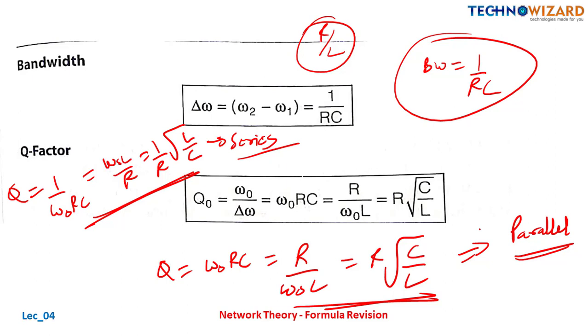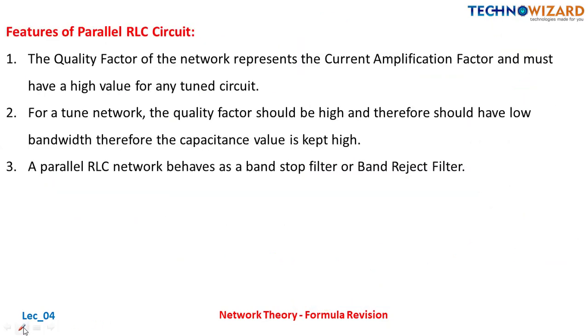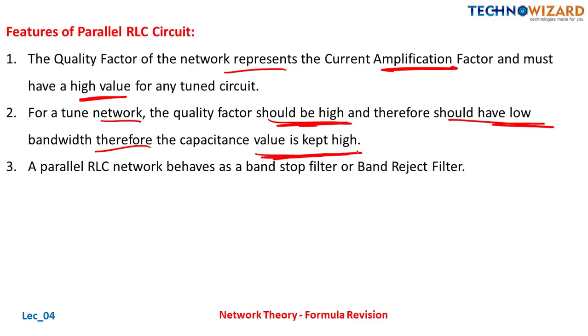There was one mistake at the last, if you see the video again. So these are the three formulas for calculating the quality factor of a series resonance circuit, and these are the three formulas for the parallel resonance circuit. Now last, what are the features? The quality factor of the network represents the current amplification factor, and for series resonance it represents the voltage amplification factor. Here it should have a high value. For a tuned network, the quality factor should be high. They should have low bandwidth, and their capacitance value should be kept high.